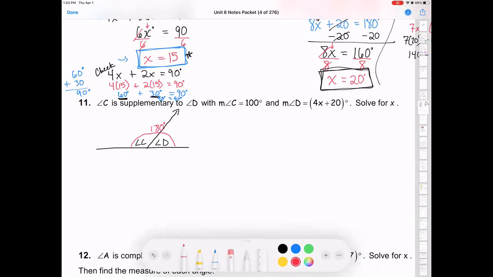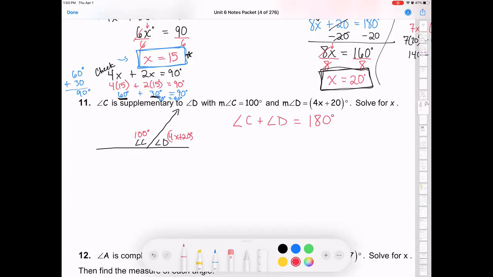Then it later states that angle C is 100 degrees. So as a result, we know that this is 100 degrees. But angle D, we don't yet know. It is this 4x plus 20 degrees. Now I know that because they're supplementary, if I were to take angle C and add angle D, I should get a total of 180 degrees. That's what it means to be supplementary.